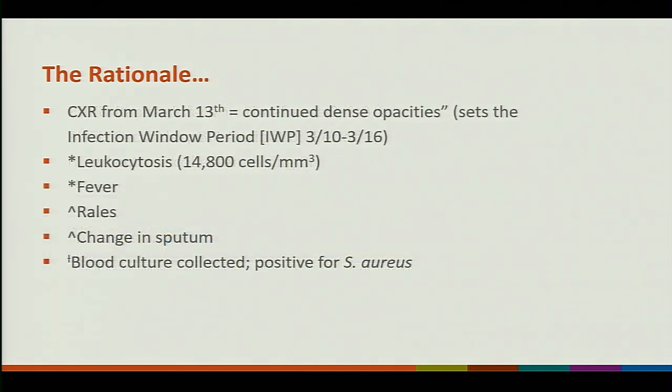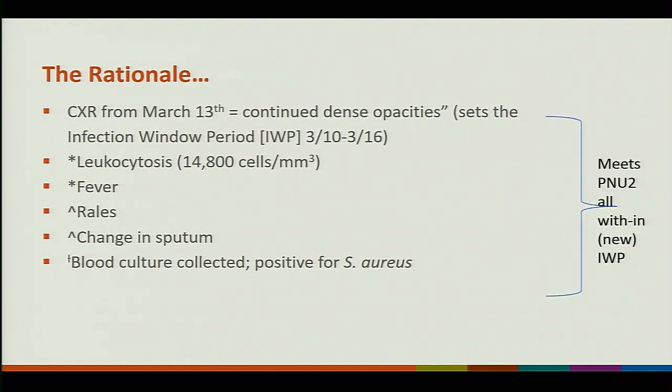The chest x-ray interpreted as continued evidence of pneumonia on the 13th sets the IWP 310 to 316. All elements of the pneumonia 2 criteria definition to include the blood culture are captured in the IWP, and the date of event for meeting pneumonia 2 is within the pneumonia RIT.